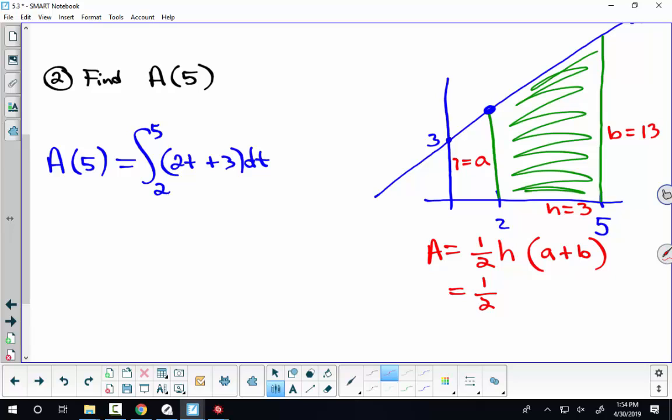So the area of that region that we need for A of 5 is 1/2 of h times the sum, so half of 3 times the sum of 7 plus 13. So we have half of 20 times 3, which is 30. So that means A of 5, the net area from 2 to 5 on 2t plus 3 in the t-axis, is 30.